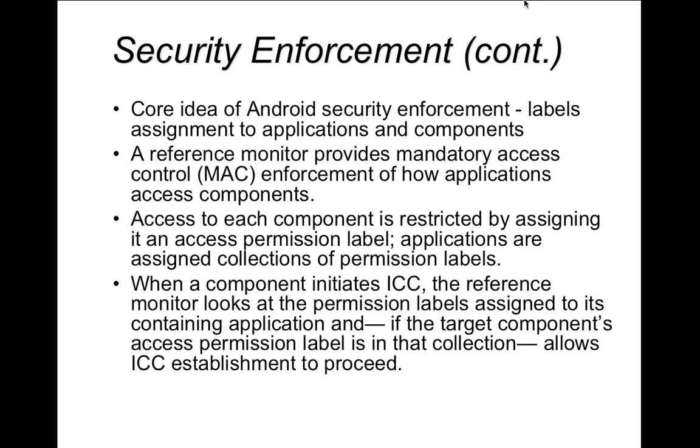Okay, so when the component initiates this inter-process communication, the reference monitor looks at the permission labels. So that's why if you don't have it, you're essentially going to have a crash. Well, it's not really a crash. It's a lack of a component that's missing, a label that's missing, that it's looking for automatically. And otherwise, it assigns it a containing application. It says this label belongs to this application. If the target component's access permission label is part of a collection, then it allows the establishment to proceed. So if this label is part of this application and this other label is part of this application, then all is good and we can communicate and proceed.